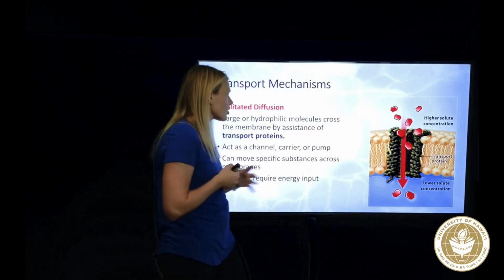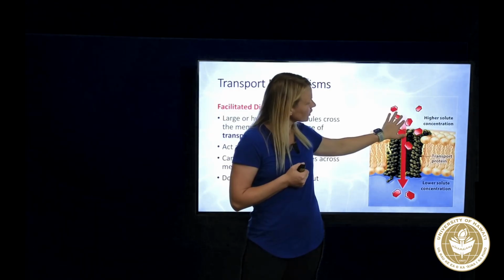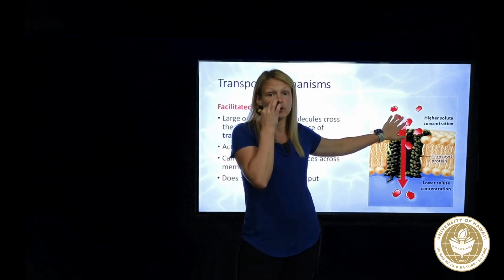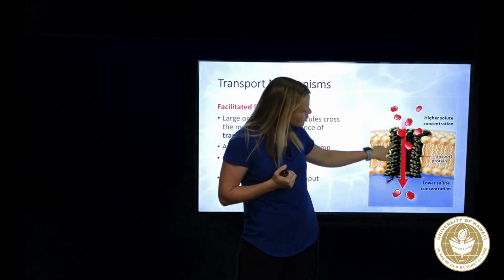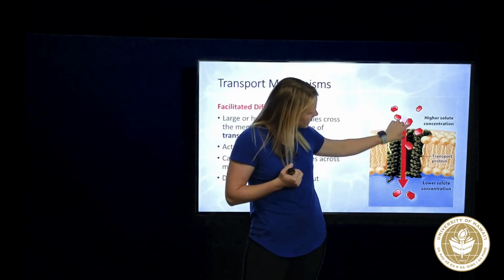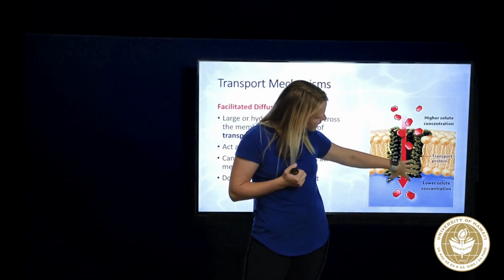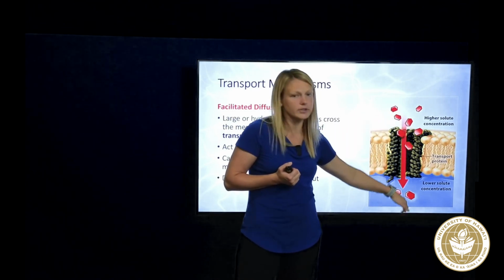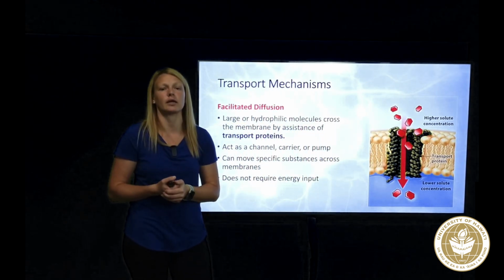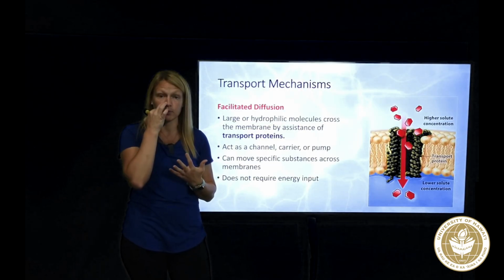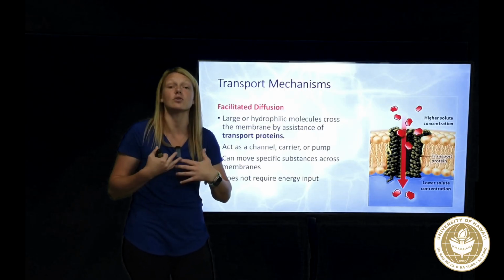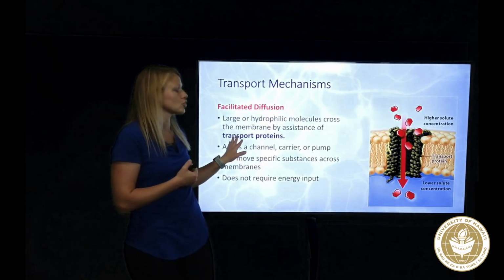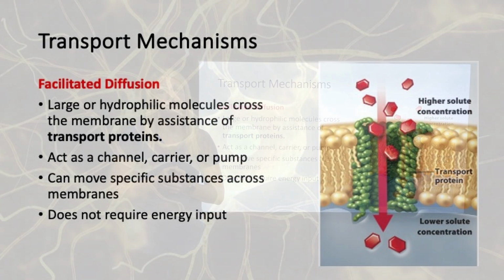So if you have these larger red molecules that cannot pass by simple diffusion, they're going to use these green transport proteins. You can see they're forming this nice little channel in the cell membrane, and that allows these larger solutes to cross through into the cell. So that is facilitated transport. Facilitated means you need the help of these transport proteins.